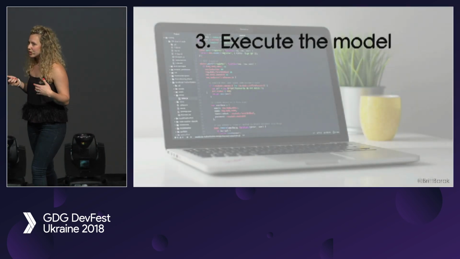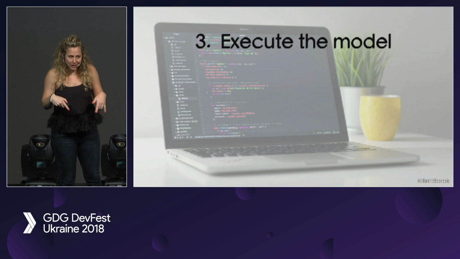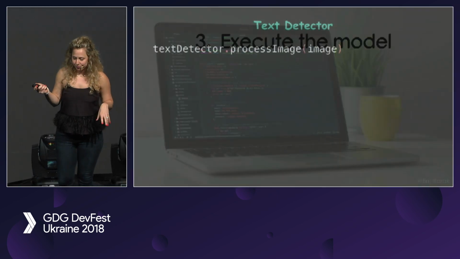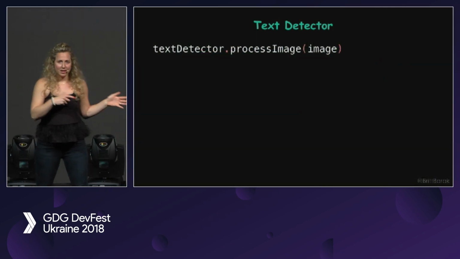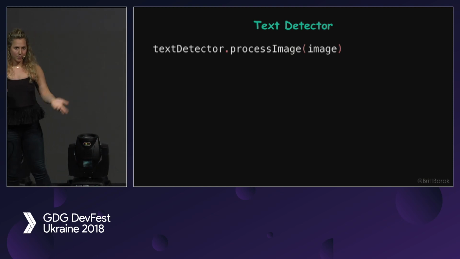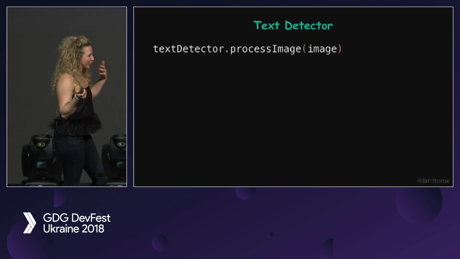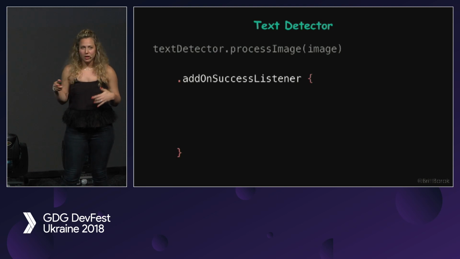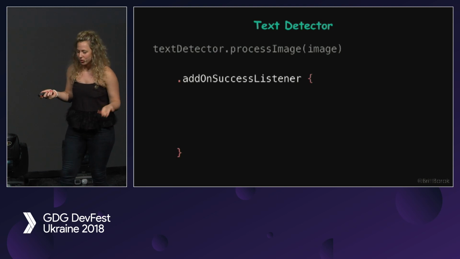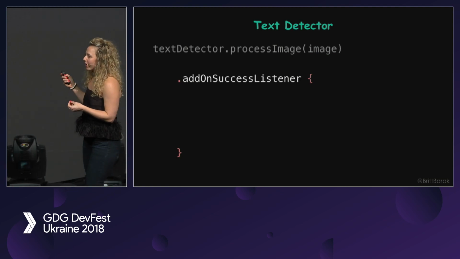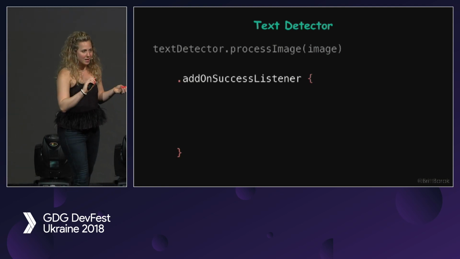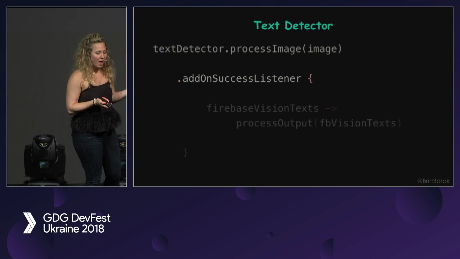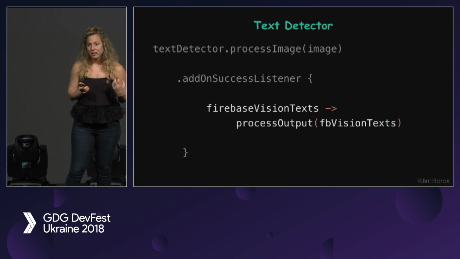So all that's left for us to do is to basically execute the model, in this case, to understand what is the text that I have on the image. How do I do that? I just ask the detector to process the image. And of course, it's an asynchronous task. It would take some time. So I need to attach a listener. I attach an on-success listener. I can do the same with an on-failure listener, of course. And this is the only place, basically, where each one of the APIs is really different from one another. And this is the object that we get in the end as an output.